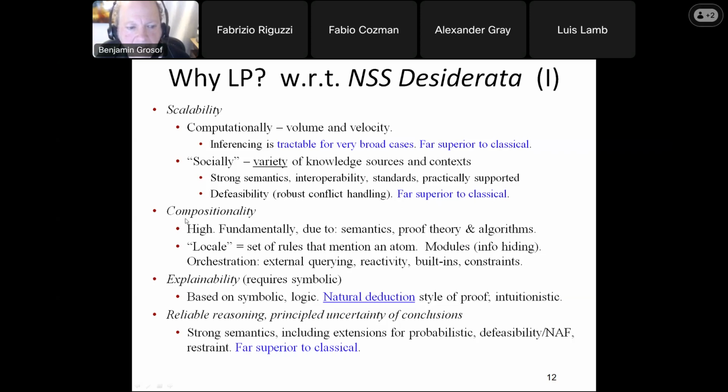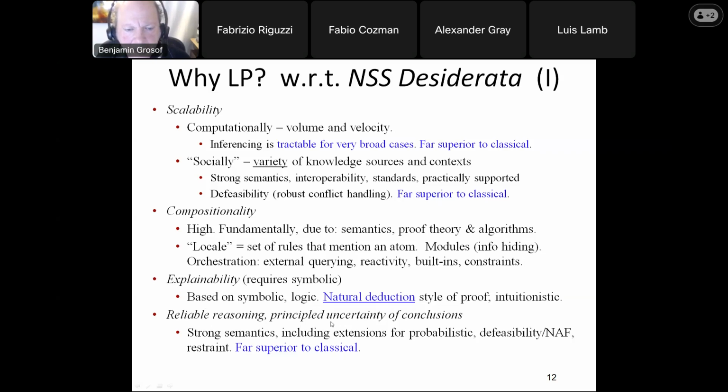LP also has high compositionality, fundamentally due to its semantics, due to that, and this locale notion. Explainability, it has a natural deduction style of proof, so-called intuitionistic, which makes it very good at supporting automated generation of explanations, which people with a high school education can understand. So, for example, have been exposed to Euclidean geometry proofs.